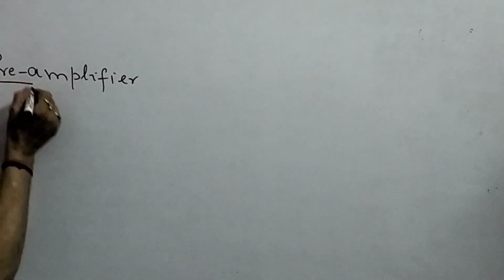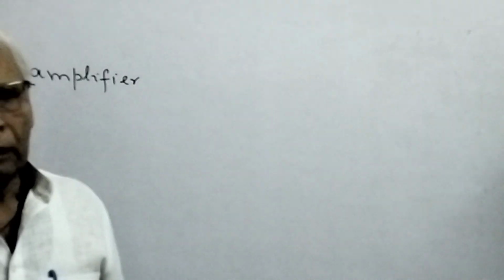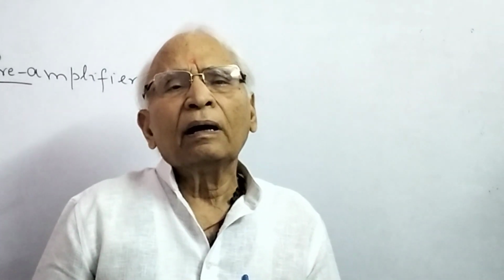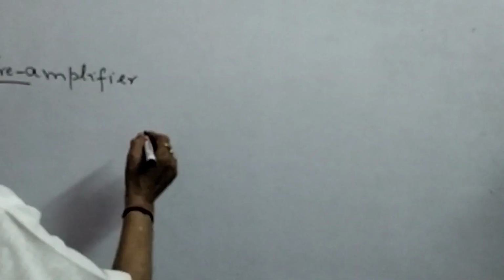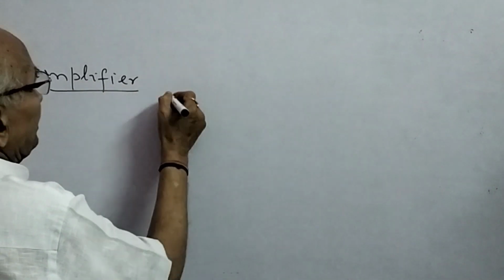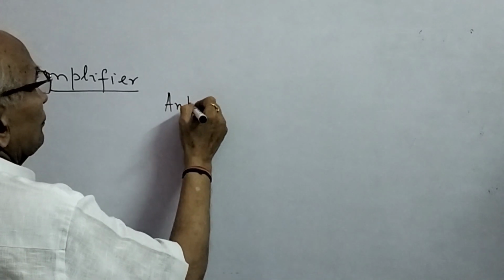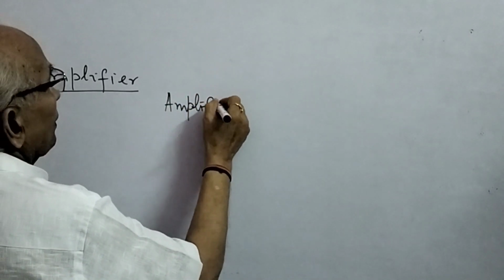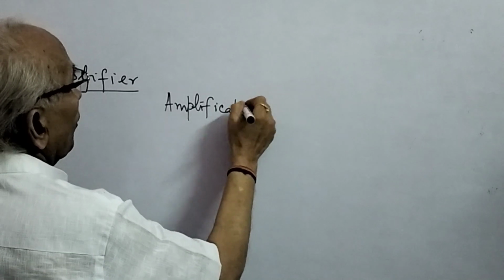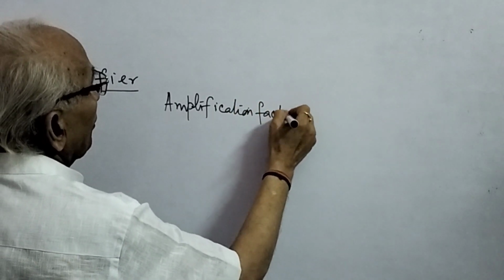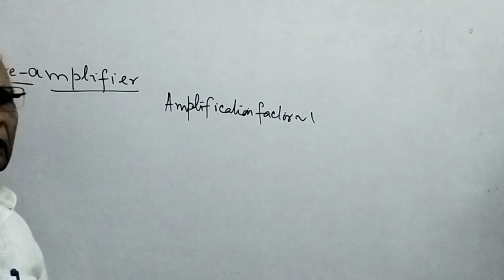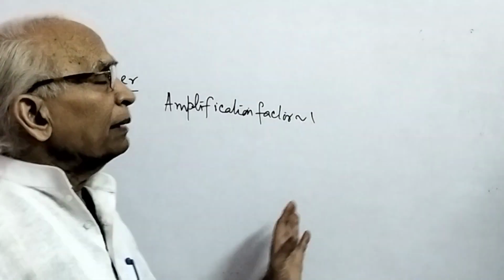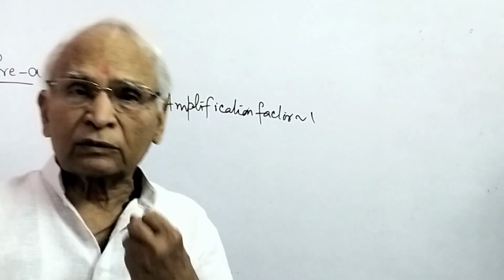So the preamplifier is an electronic circuit designed such that you may have a transistor connected in common base configuration. So it is not an amplifier, it's a preamplifier, its amplification factor is nearly 1. It is not an amplifier. It is a preamplifier, but what is its use?